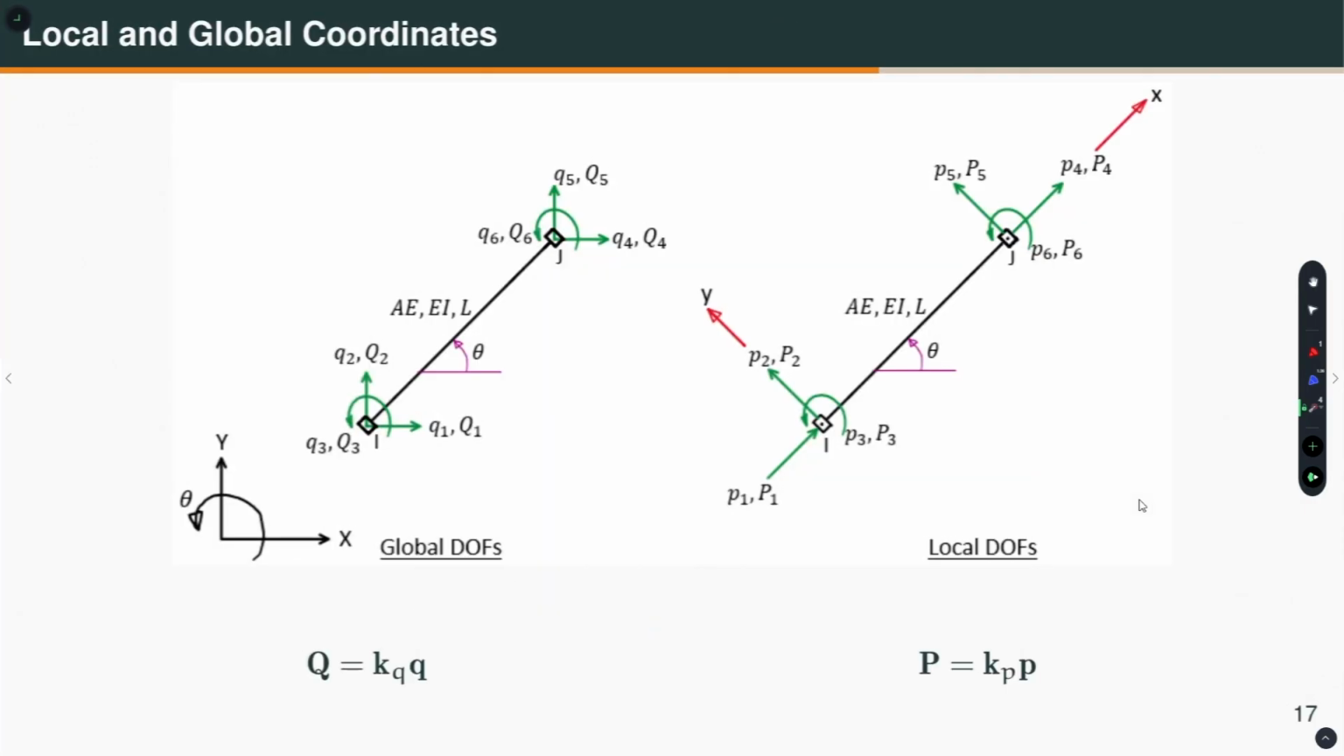Okay. Now, let us go from local to global, or determine the transformation matrices. In the global coordinates, remember, capital Q are my forces and little q are my displacements. What is the force displacement relationship? Capital Q is equal to the global stiffness matrix times the global displacement vector. On the other hand, in the local, capital P is equal to Kp into little p.